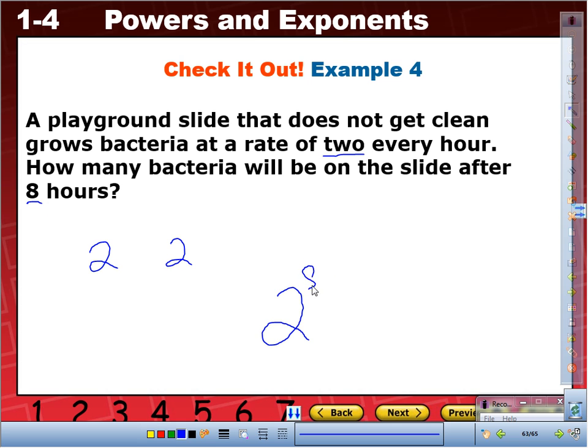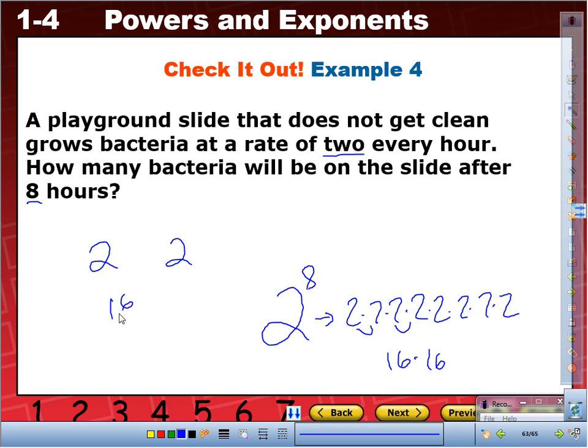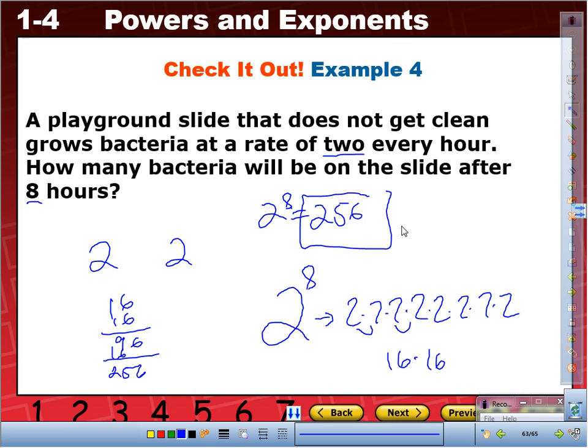What is this? Exponent. So this becomes 2 times 2 times 2 times 2 times 2 times 2 times 2 times 2. So therefore this is 4 times 4 is 16 times 16. So what is 16 times 16? Let's see. 16 times 16, that's 256. So 2 to the 8 becomes 256 bacteria in 8 hours. In 8 hours. Very simple, right?